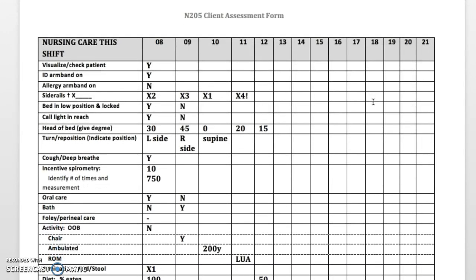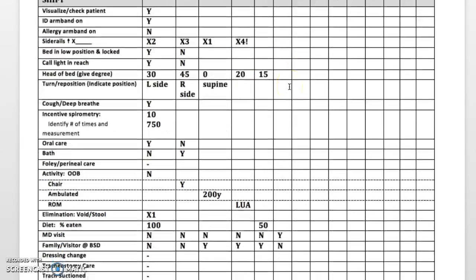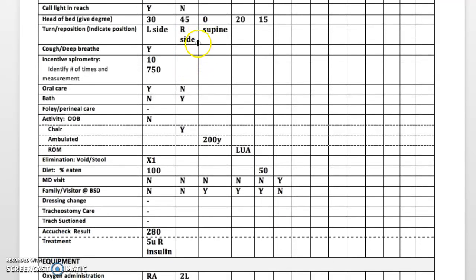Then we have nursing care this shift. So just some important things for the side rails. You can write x2, x3, x1. If it's x2 all day, you can write x2 here and just put yes throughout here. If you write x4, that's a restraint. That's not okay. Bed should be in low locked position. If it's not, you need to explain why. Same with call light. It should be within reach, and we should be checking those things.